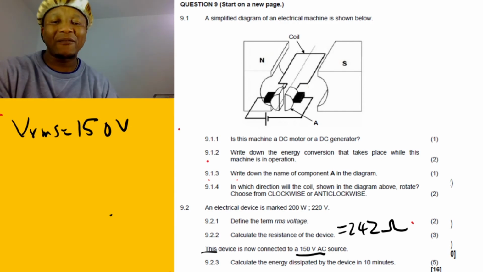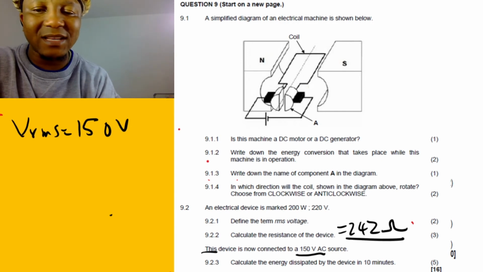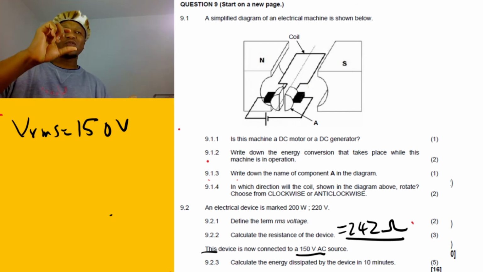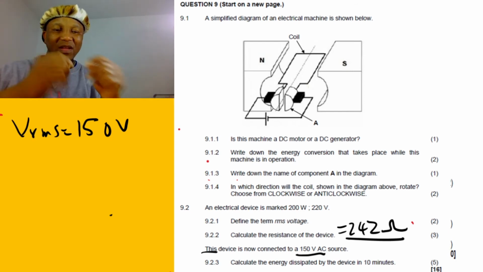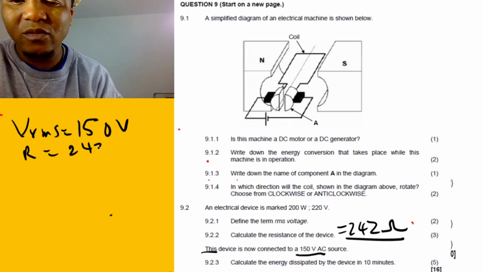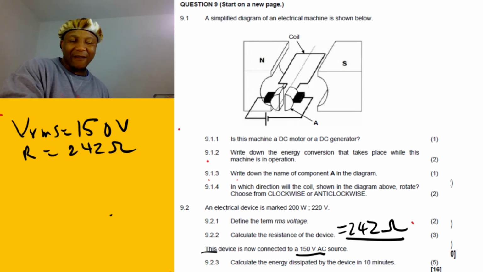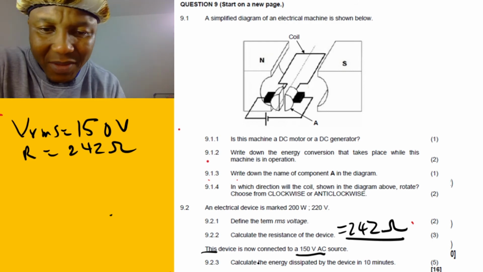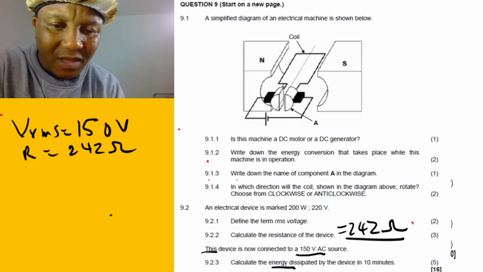What else do we have? Oh, we have a resistance here, which you just got. Remember, the resistance is not going to change, because the resistance is the same for the device. The resistance we got is 242 ohm. And then what else do we have? They give us time here. Calculate the energy in 10 minutes.